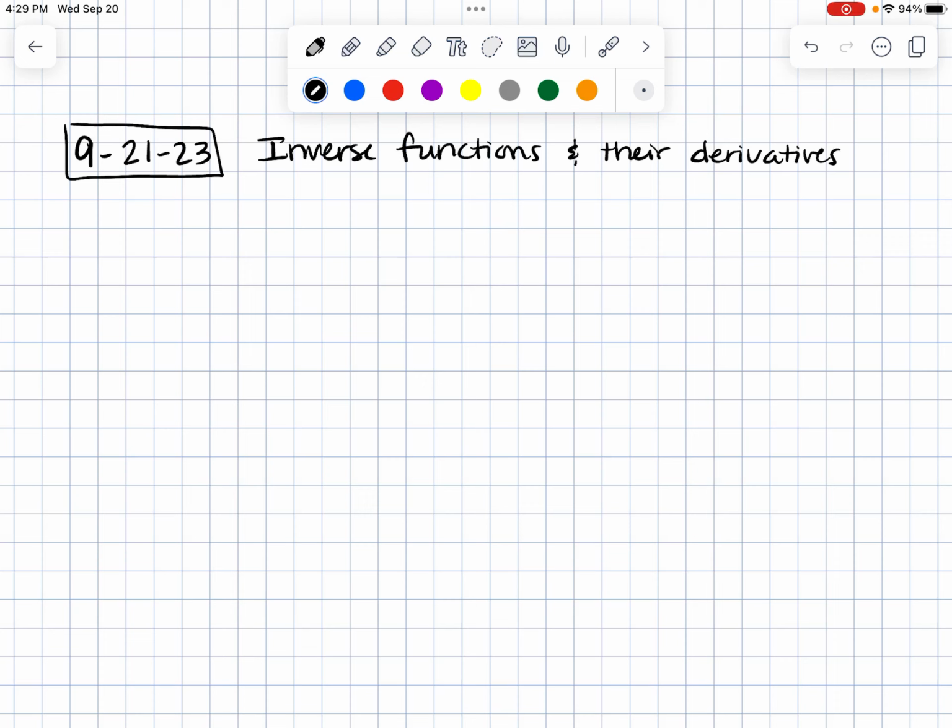Hey everyone, so here's your lesson for today. It's called inverse functions and their derivatives.